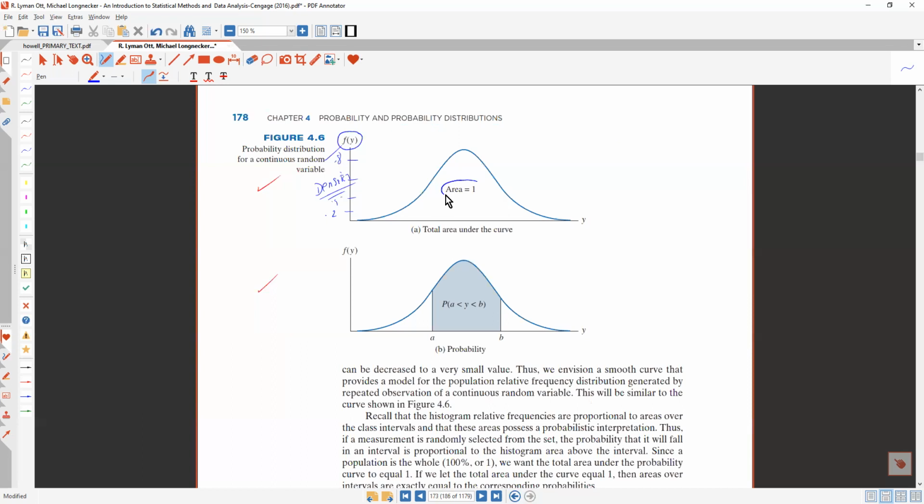Now, the total area under that probability distribution is equal to 1. And that happens to be a pretty much normal distribution here. So that total area is equal to 1. Now, why are we talking about area?